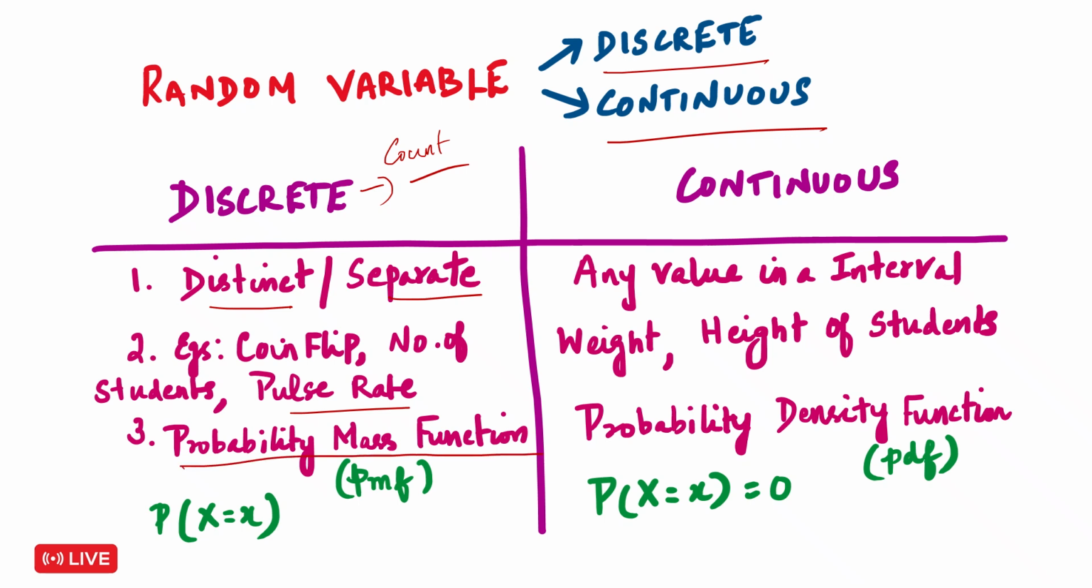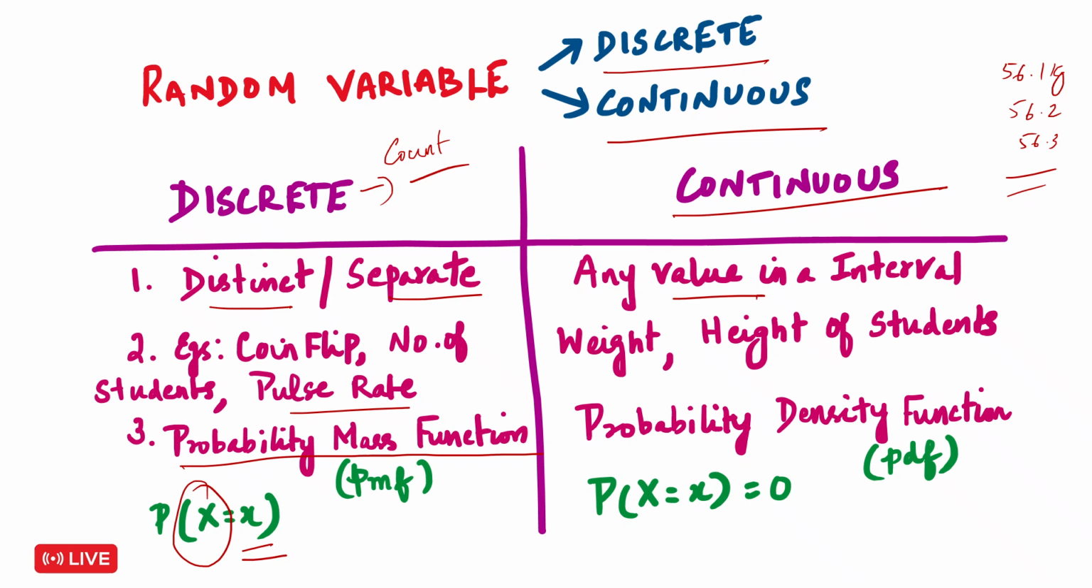Now the probability that any random variable capital X will take up the exact value of x in a discrete probability distribution is given as P of capital X is equal to x. A continuous random variable will take up any value in a given interval, for example, weight and height of students. The weight of a student can be 56.1 kg, 56.2, 56.3, so it can take up any value in a given interval.